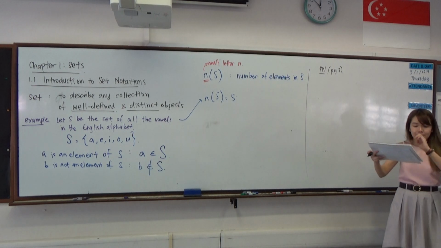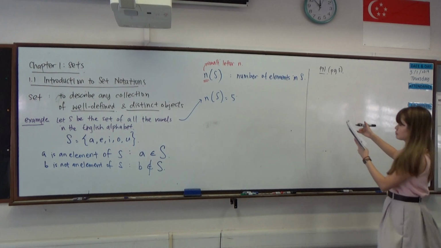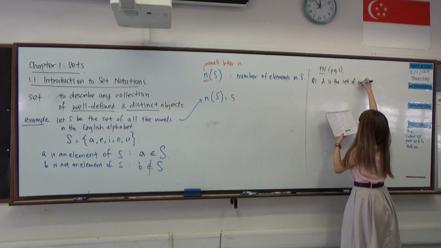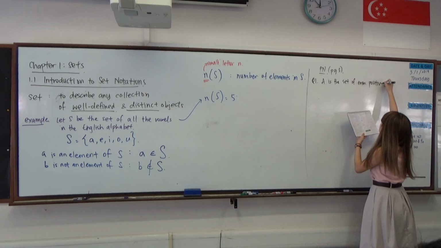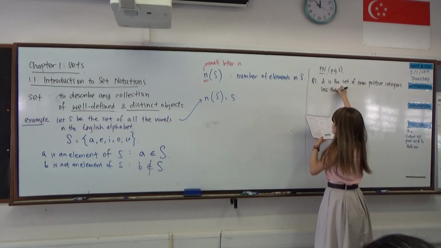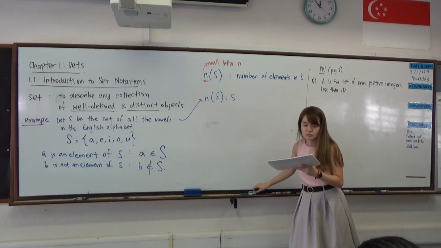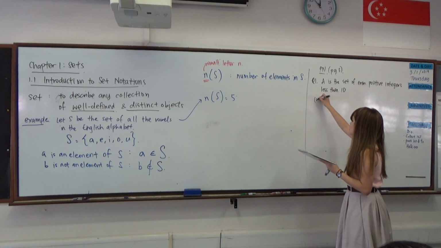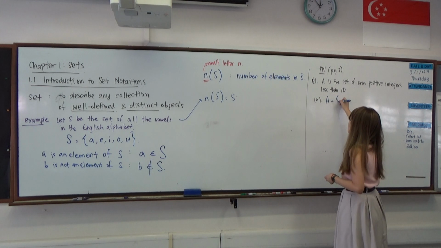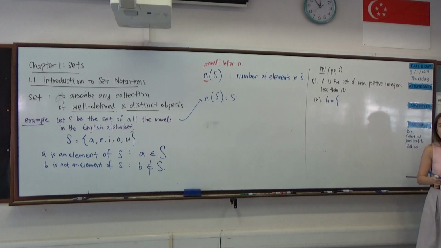Textbook page 3. Practice now. Question 1. Okay, so it says that A is the set of even positive integers less than 10. Okay, and then in part A, they ask you to list out all these elements. So what are all these elements? They are found in this set as described. What are the elements?